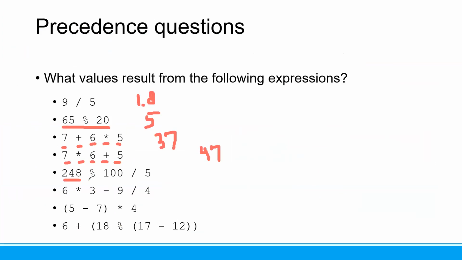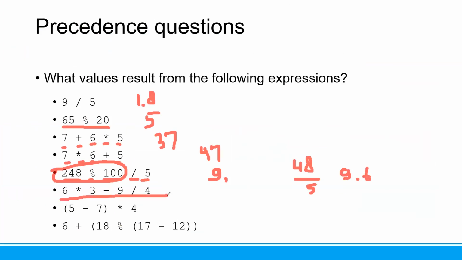Next, 2 for 8, remainder 100 divided by 5. So first we need to do this remainder. The remainder will be 48. Okay. 48 divided by 5. Then it means it will be 9.6.